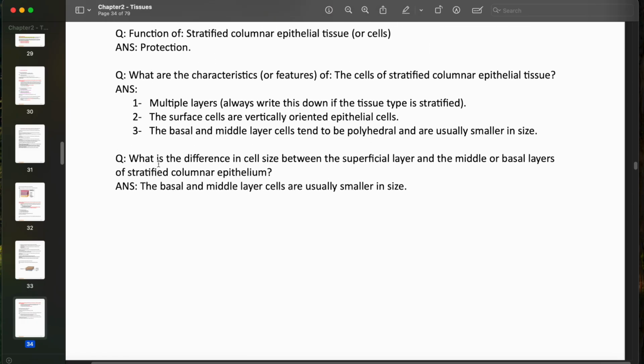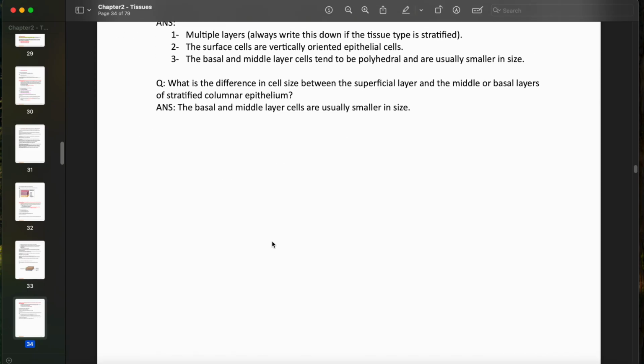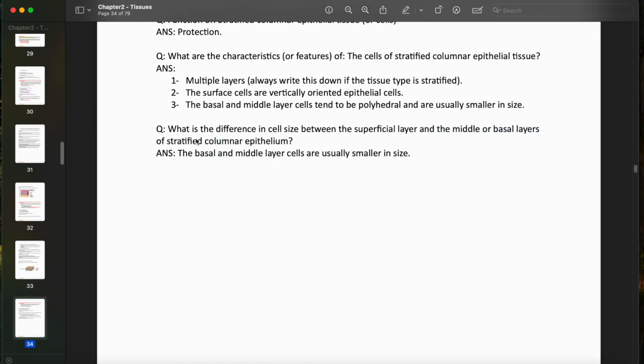Question: what is the difference in cell size between the superficial layer and the middle or basal layer of the stratified columnar epithelium? Of course, the basal and the middle layers are usually smaller in size. Here, they wanted the difference in the size, okay? So they're smaller in the basal and the middle layer. They can ask stuff like that, okay? It's not unusual.